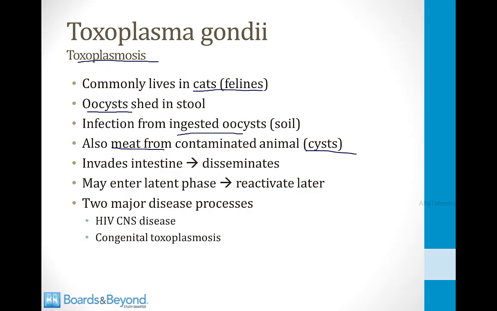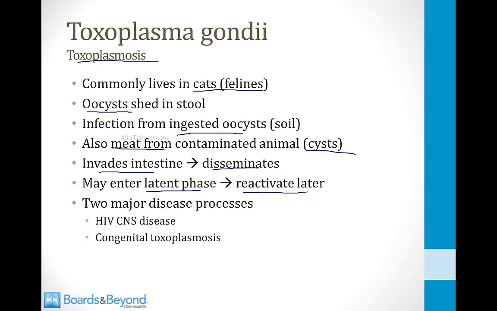And if you eat contaminated meat, then you can get a toxoplasma infection. By whatever mechanism you consume the protozoa, once it gets into your intestine, it invades and then disseminates in the body. And one thing that's important to appreciate about toxoplasma is that the initial infection is often asymptomatic, but the protozoa can enter a latent phase in the body and reactivate later, and as we will see, this is especially a problem when people become immunocompromised.